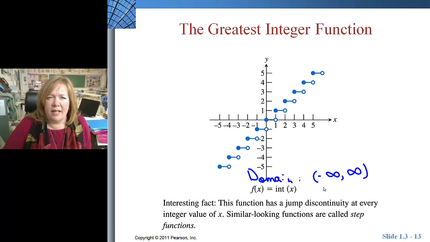So that's a strange one, but you might ask, where would an application be for this? Postal rates, and there used to be phone bills. They would bill a certain way with a greatest integer function.